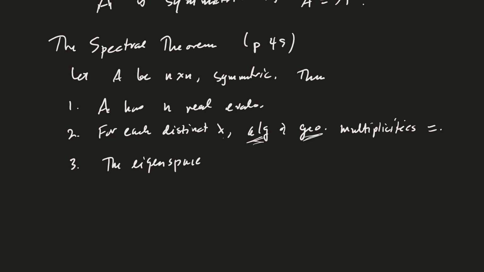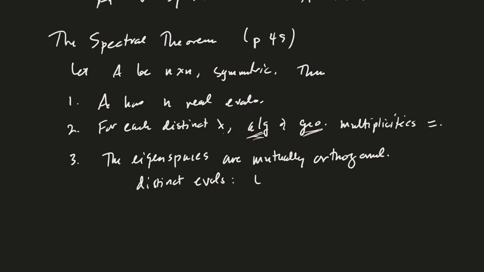The eigenspaces are mutually orthogonal. So if they're distinct eigenvalues, then the eigenvectors are going to be orthogonal to each other. The eigenspaces for different lambdas are orthogonal.